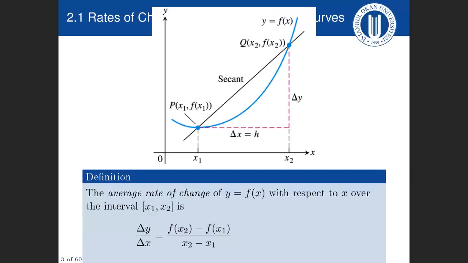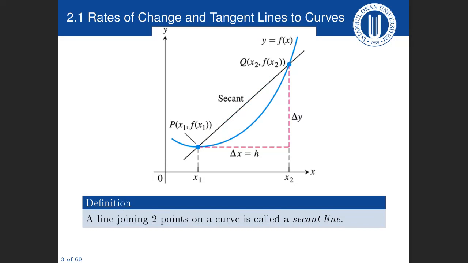Now, from the graph, we can see that y changes between f of x1 and f of x2. So the change is f of x2 minus f of x1. How does x change? X changes from x1 to x2. So delta x is x2 minus x1. If we say that delta x is h, we could also write this as f of x1 plus h minus f of x1, divided by h. We'll come back to this later. A line joining two points on a curve is called a secant line.